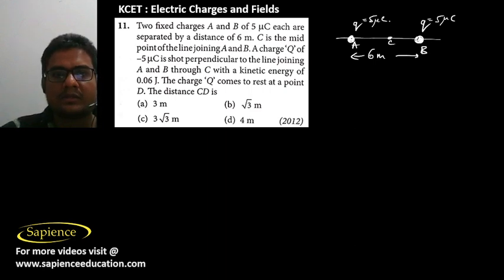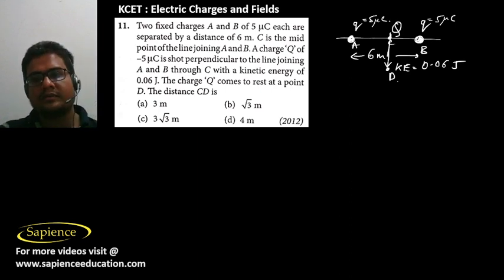The kinetic energy at point C of this charge Q is shot with a kinetic energy. Kinetic energy, that is 0. The charge Q comes to rest at a point D. Then the distance CD is how much?